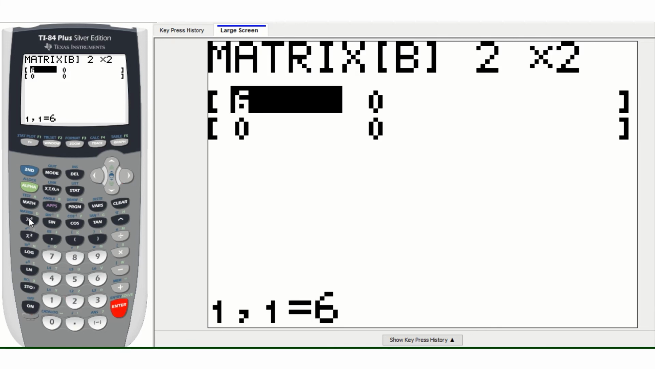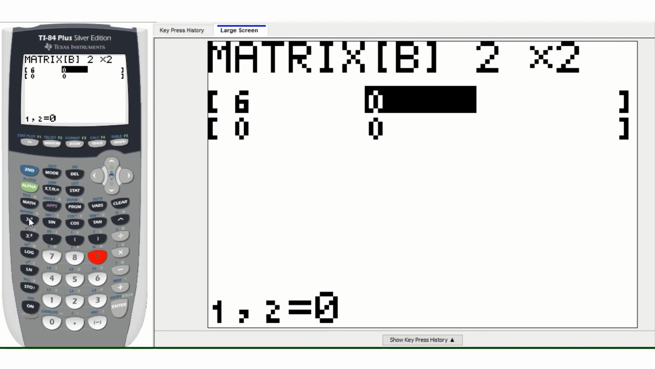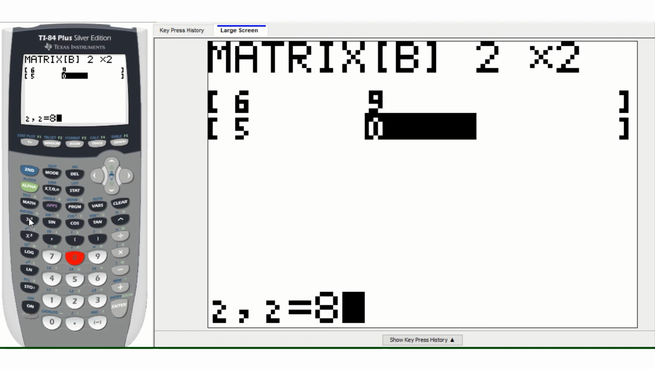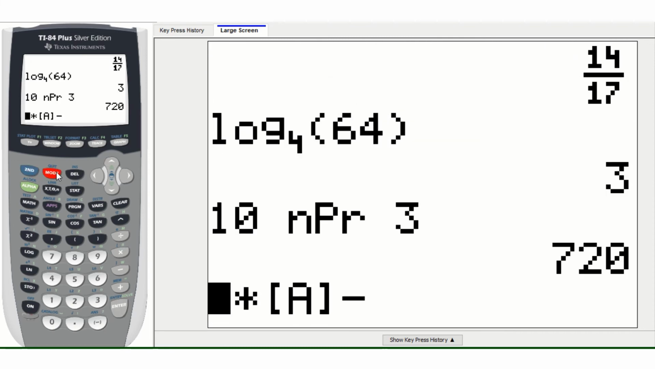So we're just going to fill in those numbers. So 6 and then 9 and then 5 and then 8. And it'll just stay like that. So if I quit out of this, it's still going to be there.